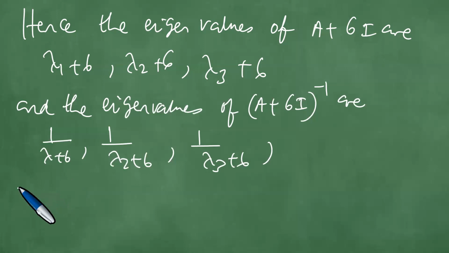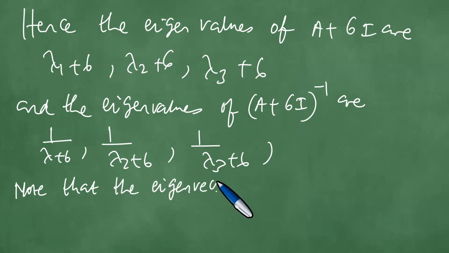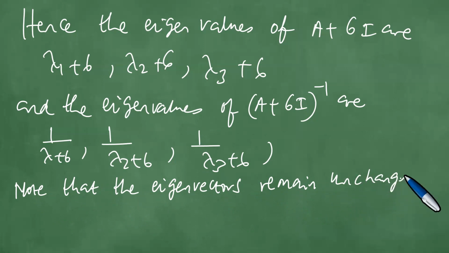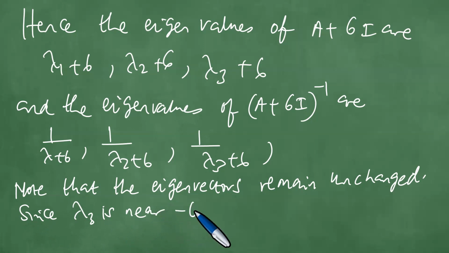Okay, what is the meaning of this? We note that the eigenvectors remain unchanged. This is very important. So the eigenvalues keep changing, but the eigenvectors remain unchanged. But also, since lambda 3 is near minus 6, lambda 3 plus 6 will be small.